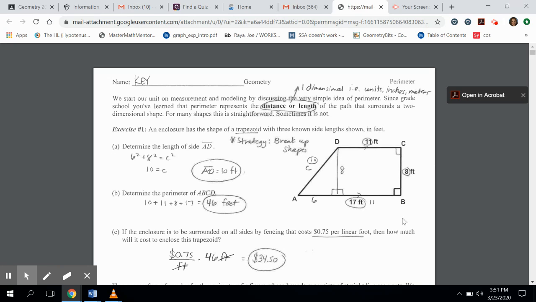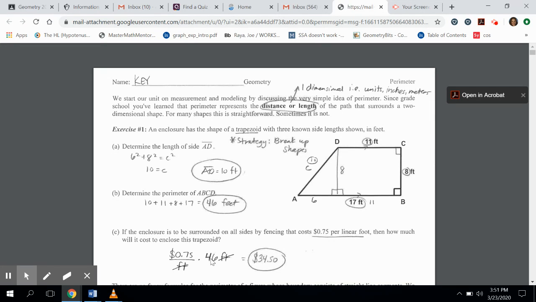So a couple of approaches here. Some students intuitively know if I have 46 feet and it costs this much per 1 foot, I should multiply them. Fine, multiply them. You'll get $34.50. Another school of thought is to do this unit analysis.